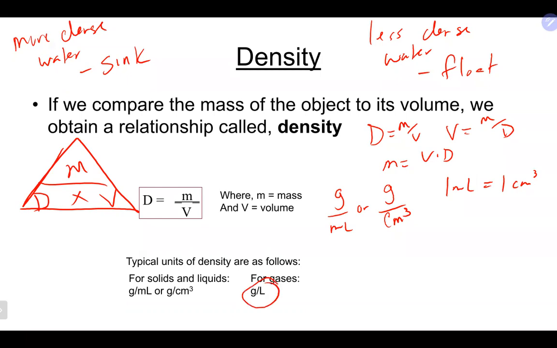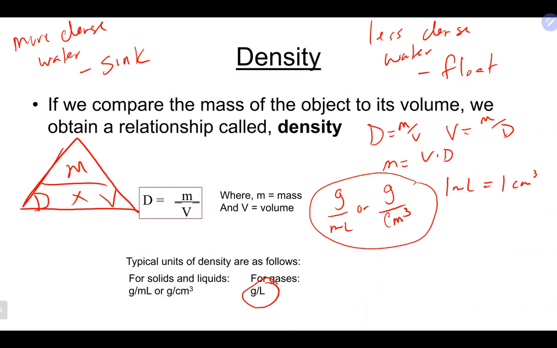Although we won't do a lot of calculation of density of gases, it's usually given in grams per liter. If you take 1A, you'll do some density calculations involving gases. But for us in this class, for the most part, these are the common units that we'll see for density. Now, the number always stays with the grams, and it's always 1 milliliter or 1 cubic centimeter.